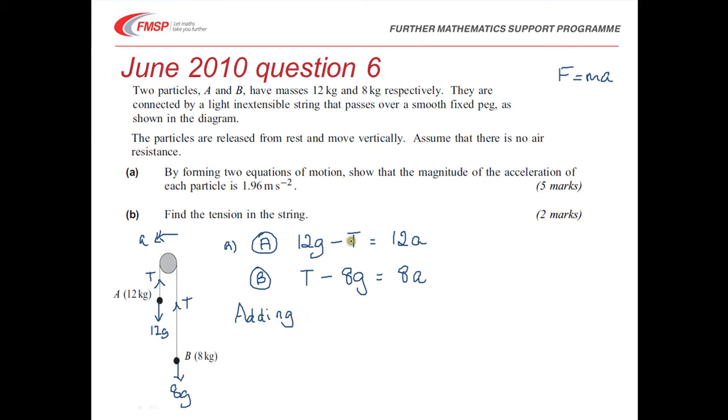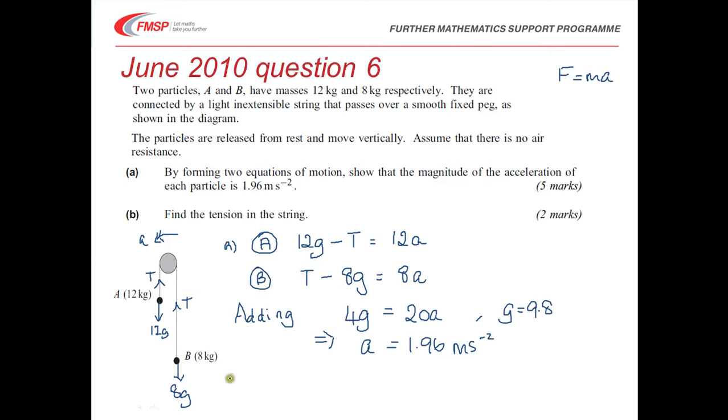hopefully you can see that the T's are going to cancel out. You're going to get 12g minus 8g, which is 4g, and 12a plus 8a is 20a. So that means that 20a is equal to 4g. Remember, g is 9.8, so 4g will be 39.2. Divide that by 20 and you'll get a equals 1.96 meters per second squared.